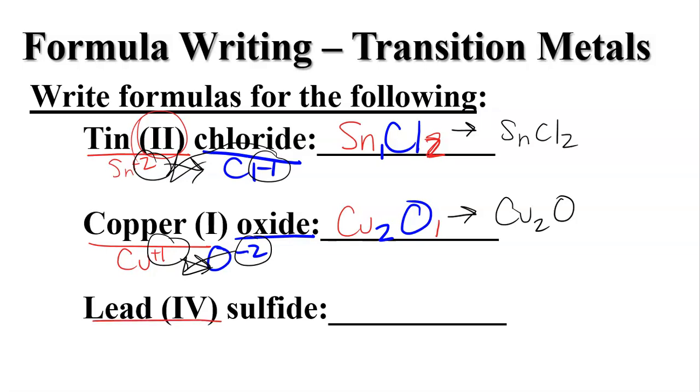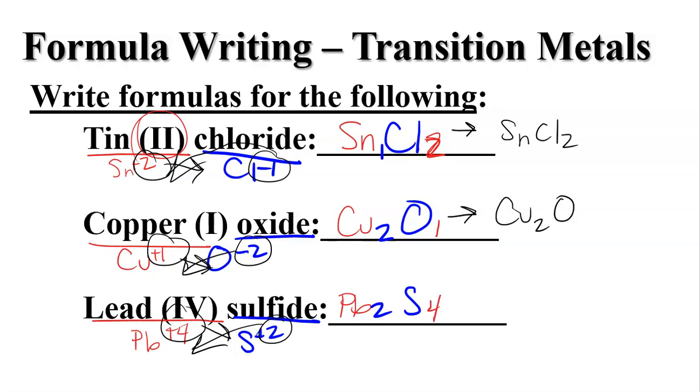Number 3. We have lead 4 sulfide. All right. Lead has a symbol of Pb, and its charge is given to us, +4. And then sulfide is sulfur, which is S. And sulfur is in group 16, so it has a charge of -2. All right. Step 3 is to crisscross these charges. And we're going to have Pb2 S4.